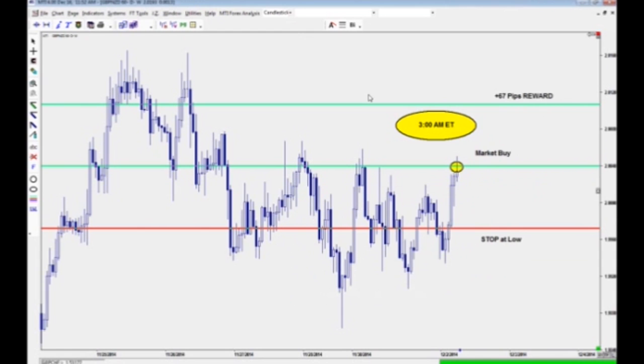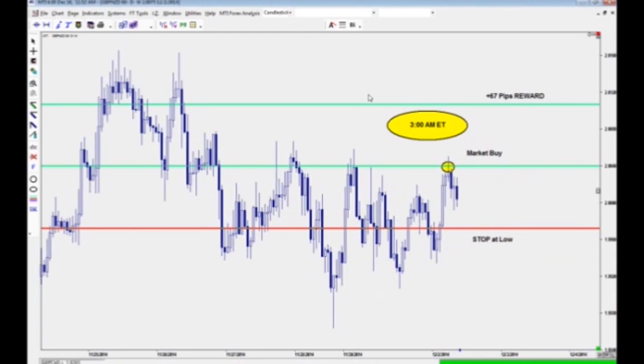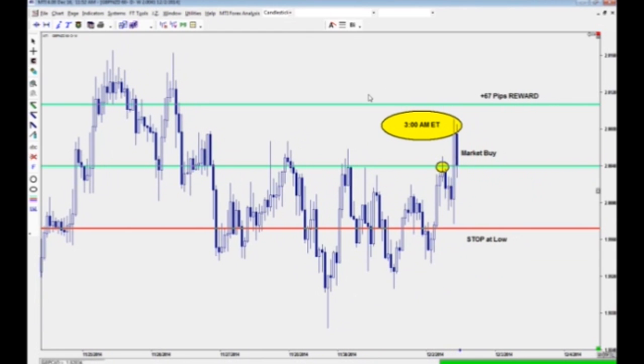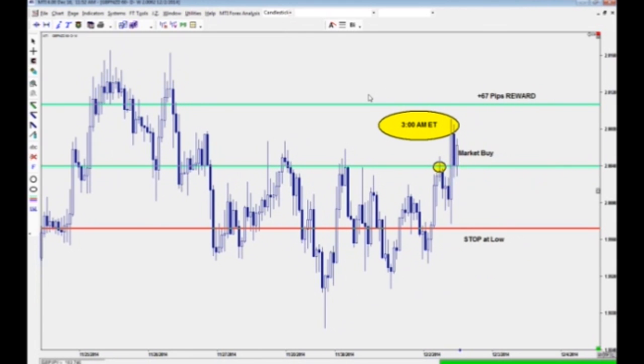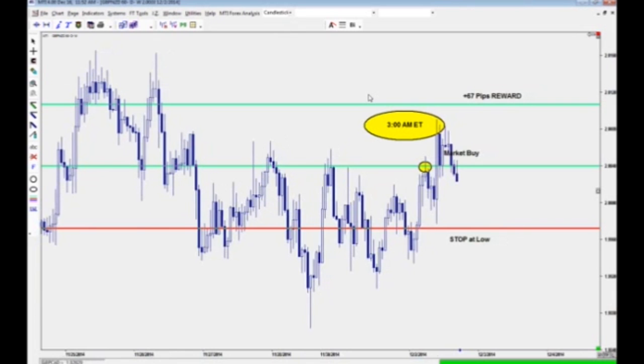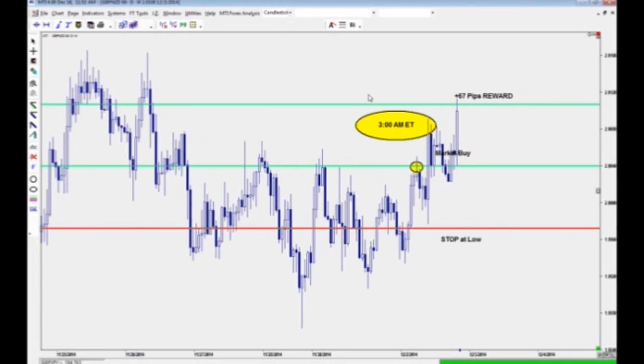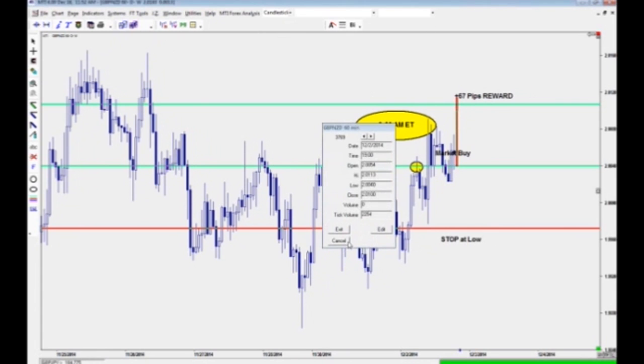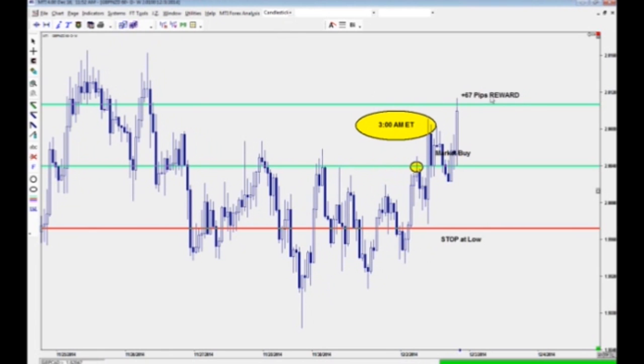So let's advance the market forward. We're going to hold our position. So we have 1 hour, 2 hours, 3 hours, 4 hours, 5 hours, 6, 7, 8, 9, 10 hours, 11, 12, 13, and boom. So we have 13 hours. How many of you see that? Within 13 hours, we hit our reward.